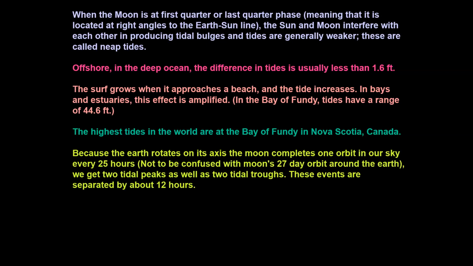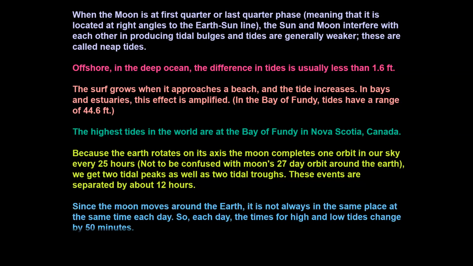Because the Earth rotates on its axis, the Moon completes one orbit in our sky every 25 hours, not to be confused with the Moon's 27 days. If you look at this orbit around the Earth, we get 2 tidal peaks as well as 2 tidal troughs. These events are separated by 12 hours. Are you able to understand? Since the Moon moves around the Earth, it is not always in the same place, so the same tide does not occur at the same time each day.